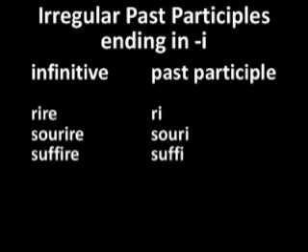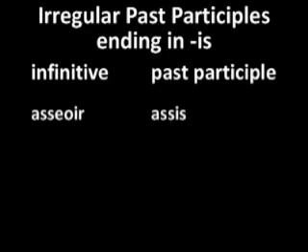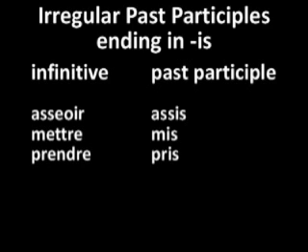Let's look at some irregular past participles that end in I. These include rire, rit, sourire, sourit, suffire, suffit, suivre, suivi. A few verbs have past participles that end in is. These are asseoir, assis, mettre, mis, prendre, pris. Remember, all verbs that are formed off of these base verbs have past participles ending in is. For example, the verb apprendre, to learn, has the past participle appris.